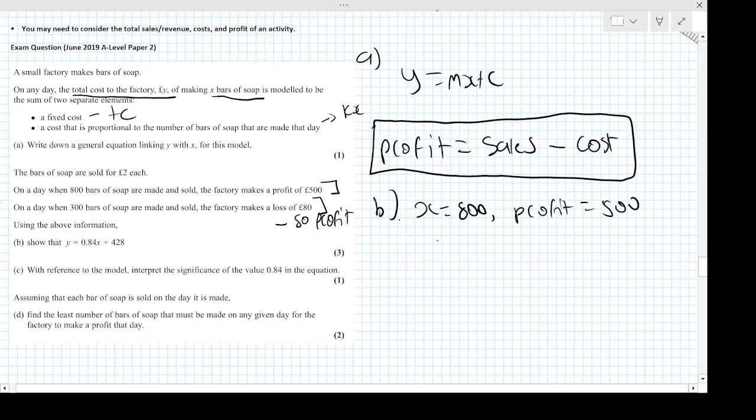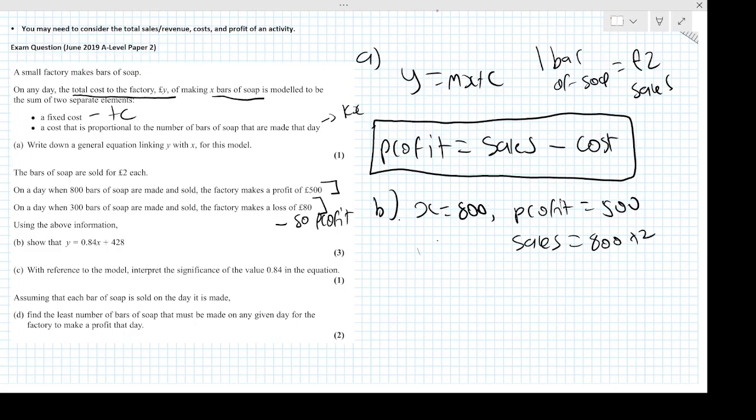The sales, they're not told it in this sentence, but it's up here. It says the bars of soap are sold for £2 each. So if one bar of soap equals £2 sales, that means we have 800 bars of soap here. x is 800. That means the sales is going to be 800 times 2, which is £1,600.